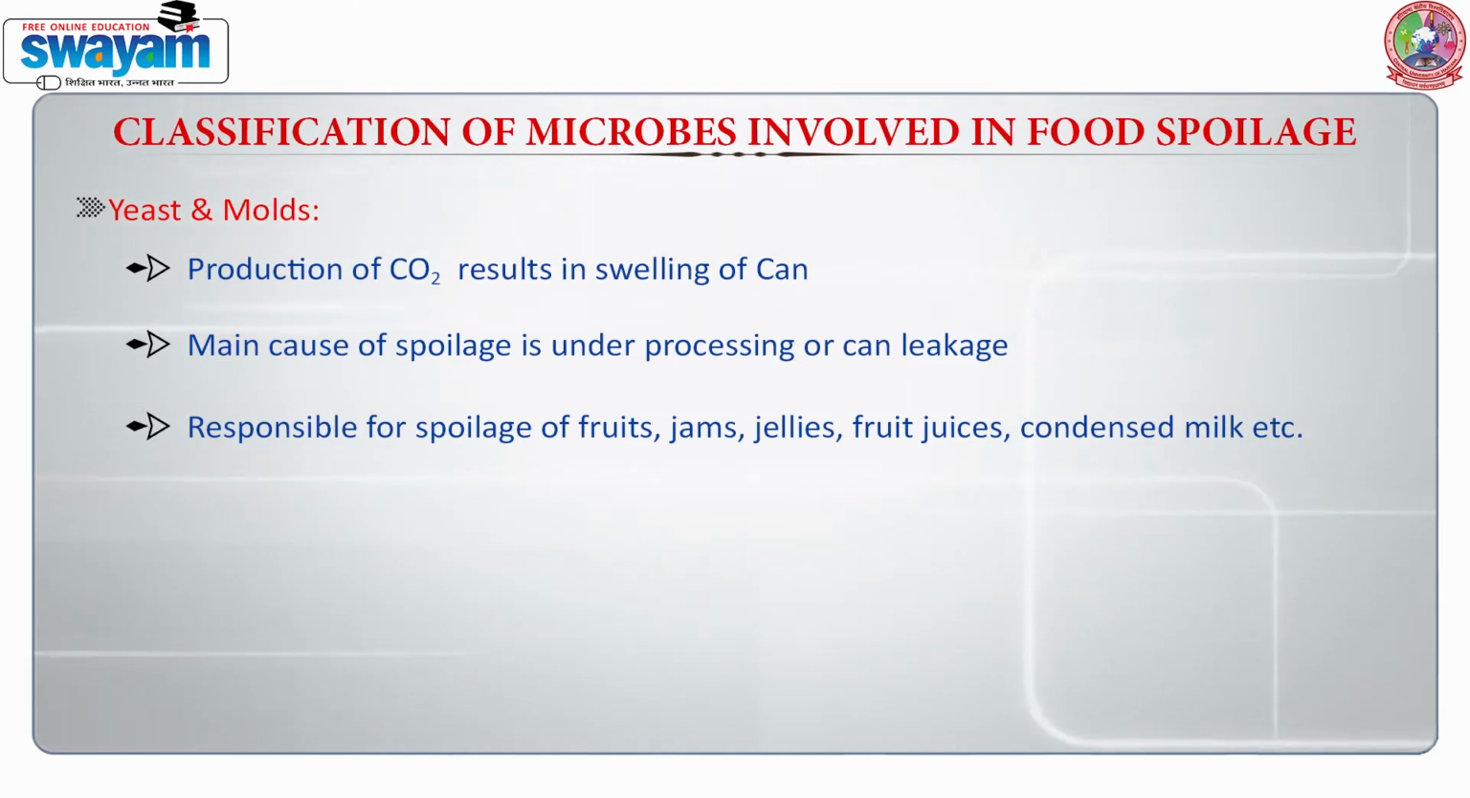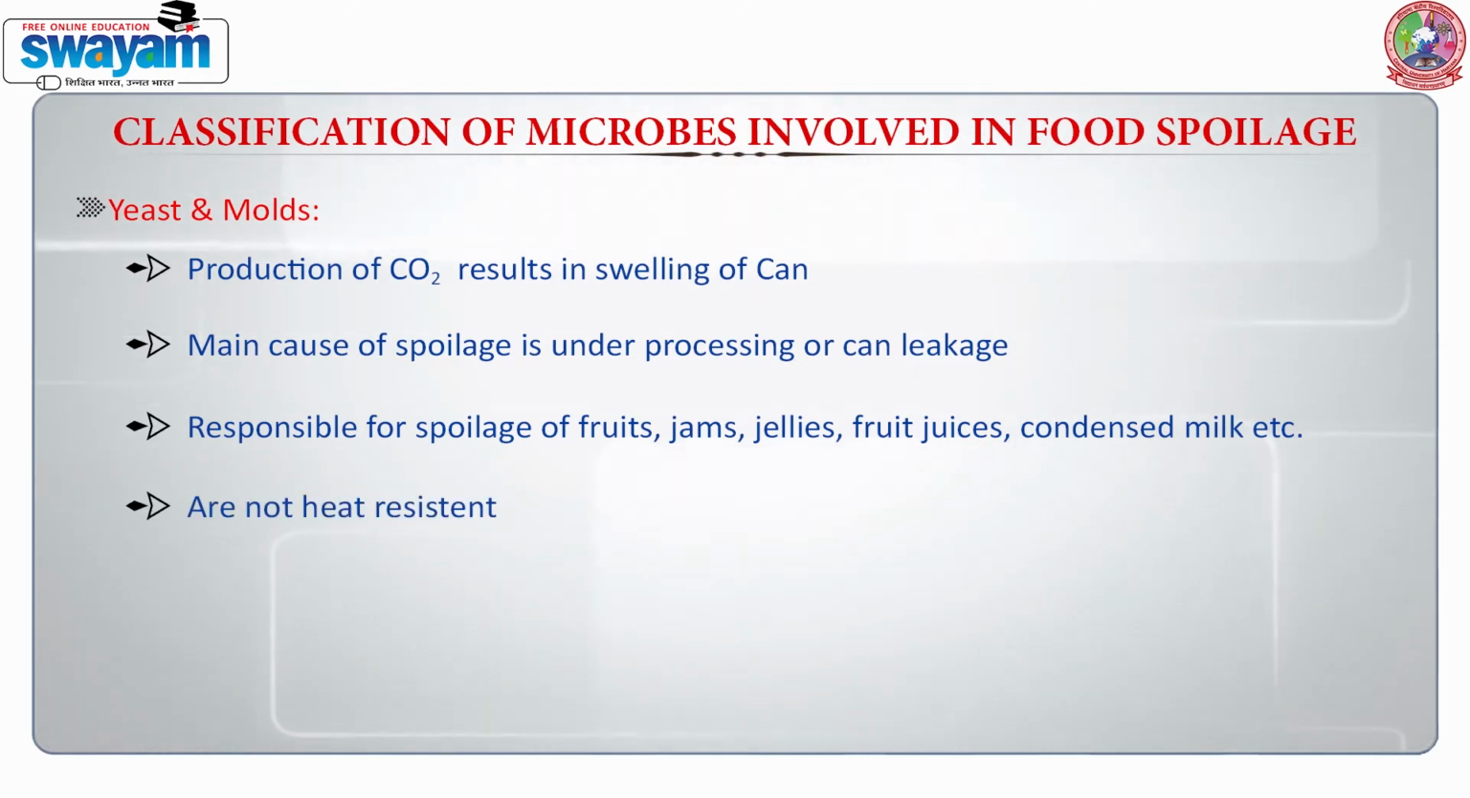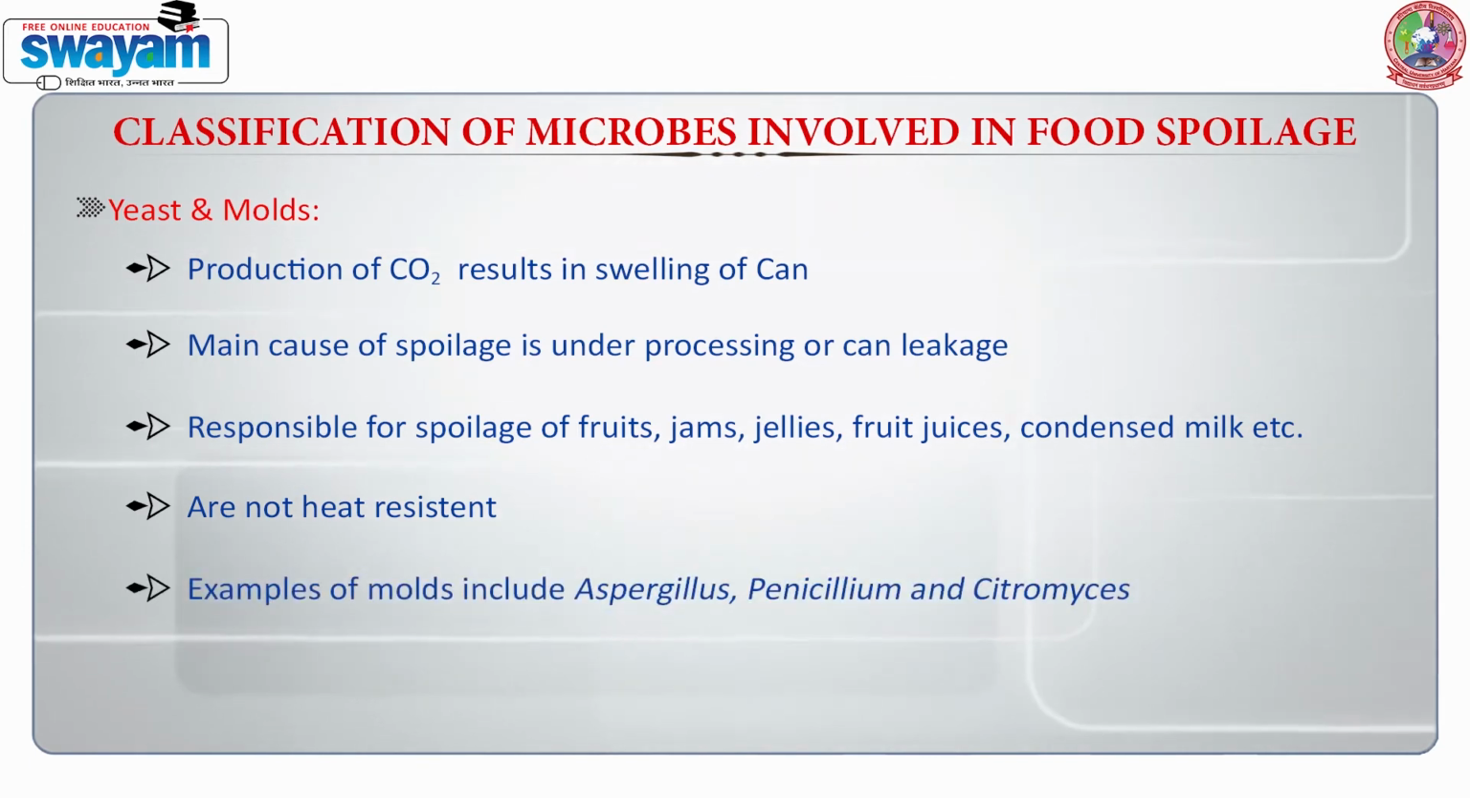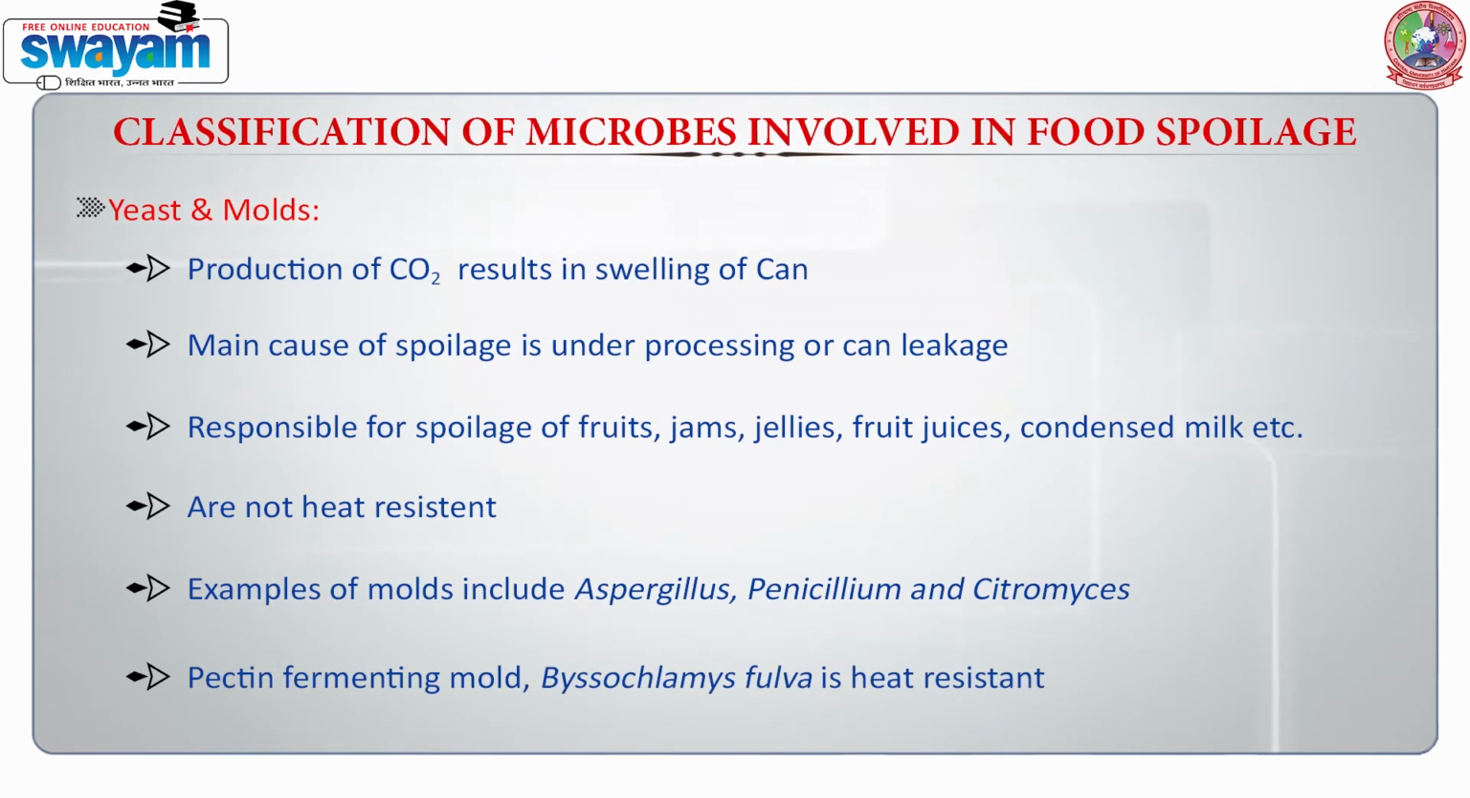Some organisms are not resistant to heat, and examples of these include Aspergillus, Penicillium, Citromyces, etc. Some organisms ferment the pectin and cause softening of the product.